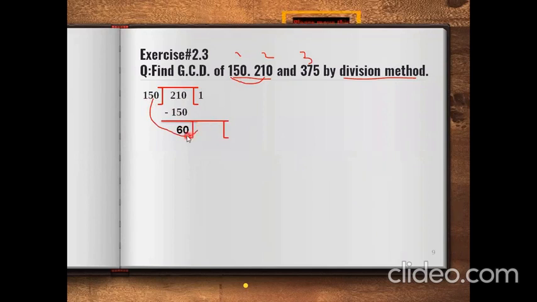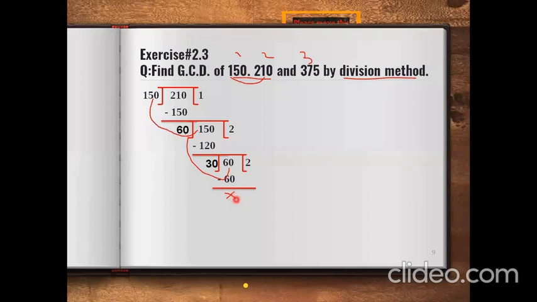Previous step divisor as a new step dividend. Now you will write here 150, and then 60 multiplied by 2 becomes 120. After subtracting 120, you get 30. Again you are getting a remainder, so simply take the previous step divisor as a new step dividend, meaning 60 will be right here. So 30 multiplied by 2 is 60, and now it is completely divided and you get nothing, 0 as a remainder.